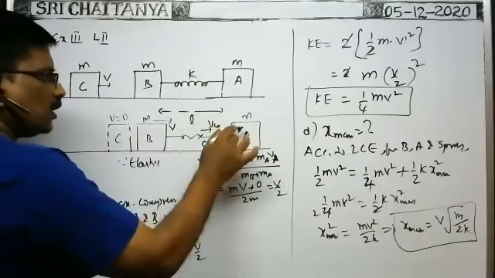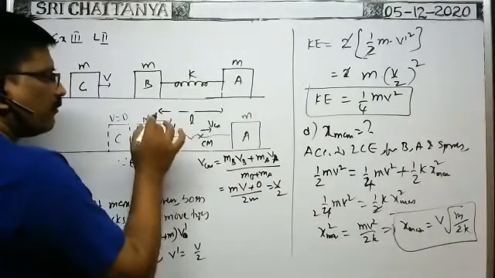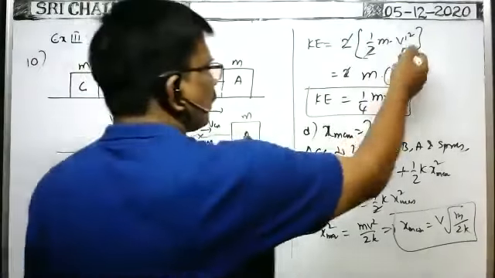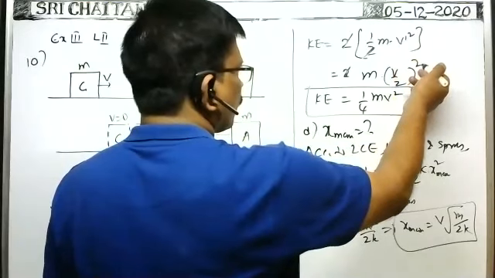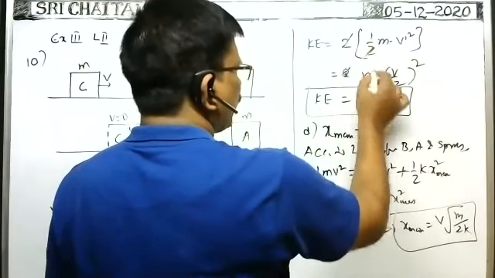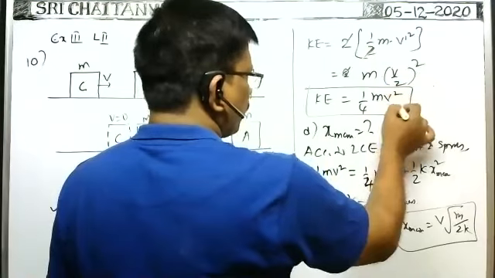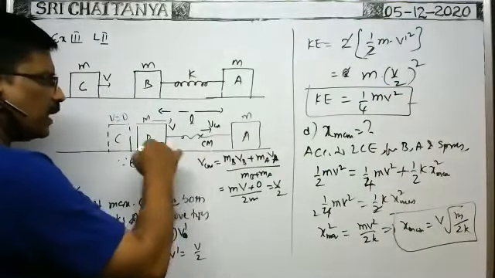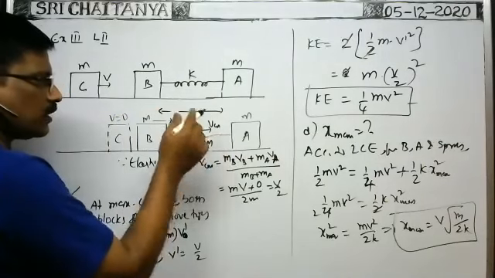The kinetic energy of these two blocks is 2 into half m into the common velocity squared, that is v by 2 whole square. V dash square means v by 2 whole square. Here the 2 cancels, leaving m v squared by 4. It is the kinetic energy of the system of these three blocks whenever maximum compression takes place in the spring.